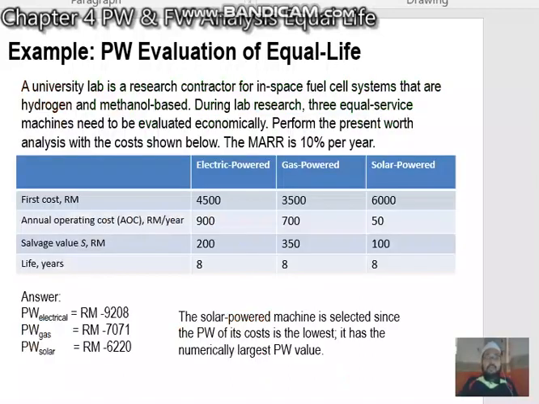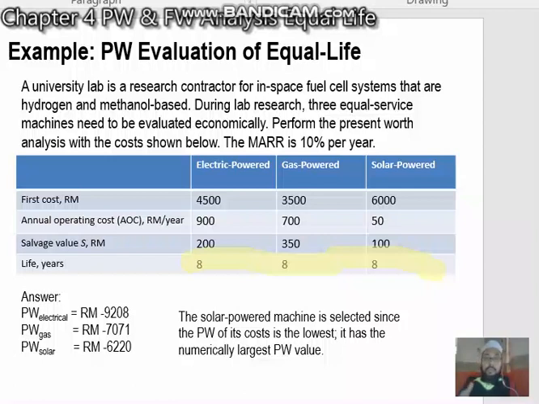We look at another example here. A lab is a research contractor for in-space fuel cell systems that are hydrogen and nitrogen based. So there are 3 equal service machines, with a life of 8 years, to be evaluated economically by performing the present worth analysis with the costs shown below. So either electrical power, gas power, or solar power.